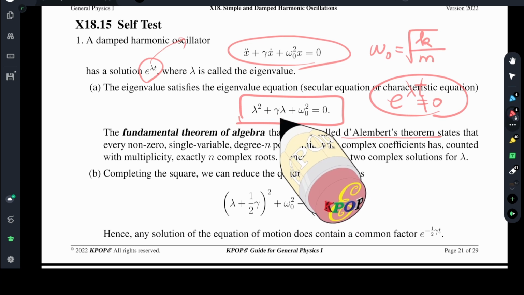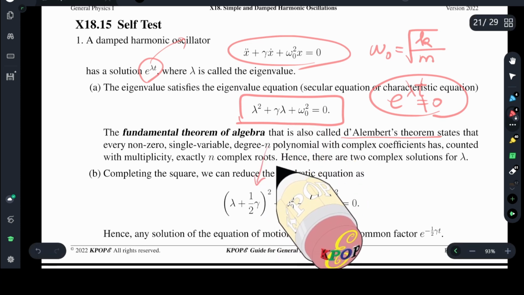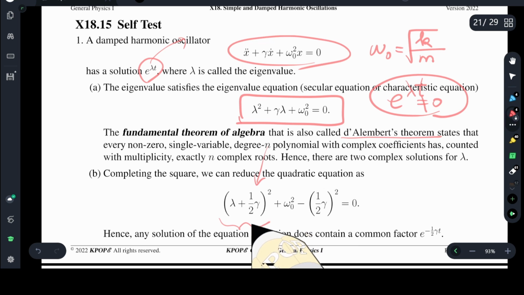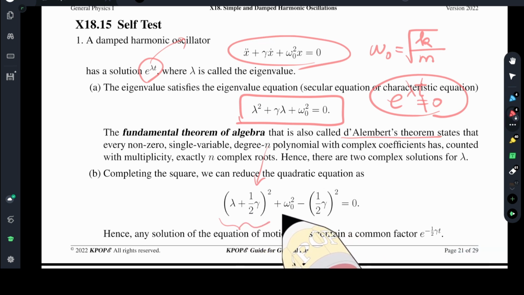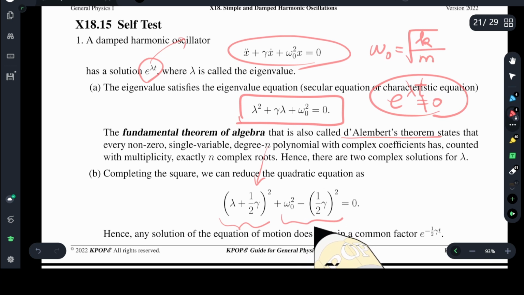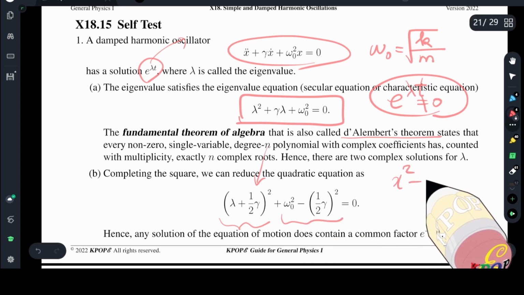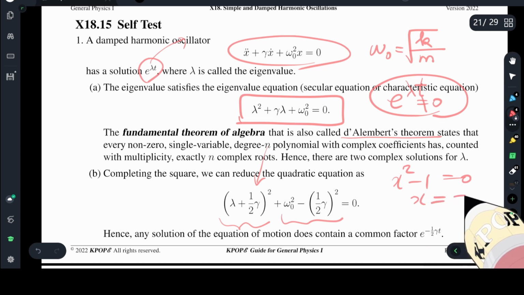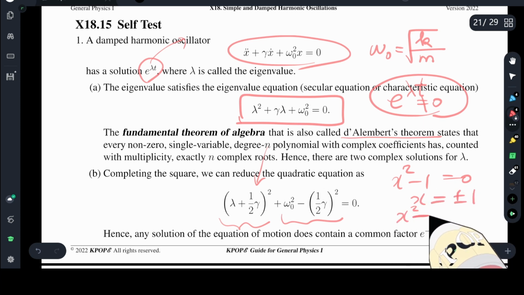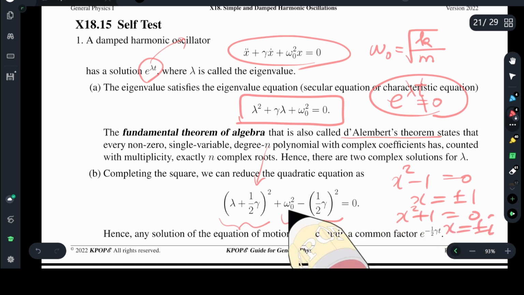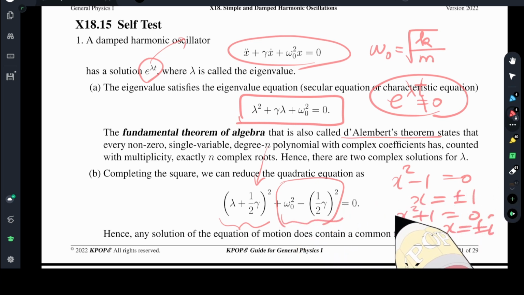And middle school students can solve this equation by completing the square, and in some cases, it is solved in the real number space, or for example, x squared minus 1 equals 0, x equals plus minus 1. However, if you have x squared plus 1, we have plus minus i.